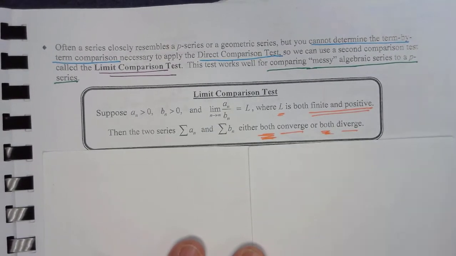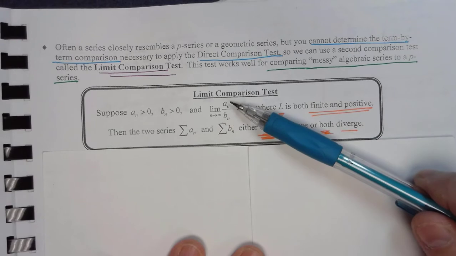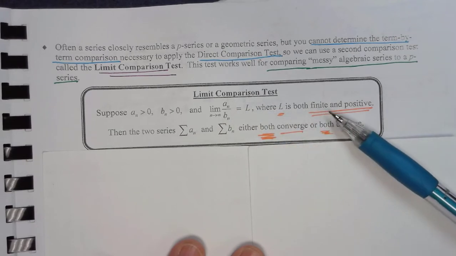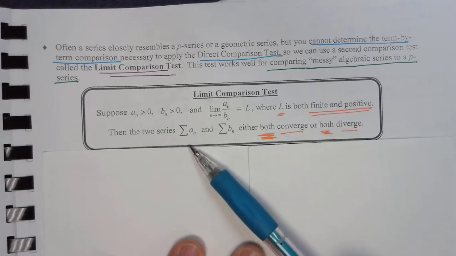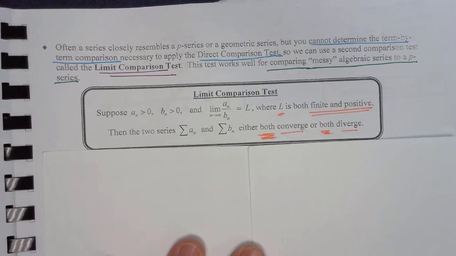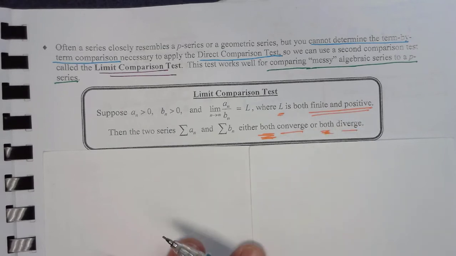Here's the test. Suppose we have two series, both are positive terms, and the limit as n goes to infinity of a sub n over b sub n is L, where L is both finite and positive. Then our two series either both converge or both diverge. So if I get a finite positive number, if one of them converges, the other converges. If one of them diverges, the other diverges.